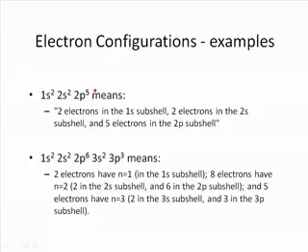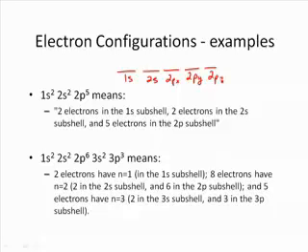If I were drawing out the orbital notation that was equivalent to that, I would have a 1s, a 2s, and 2p, which is x, y, and z. And so we have 2 in the 1s, 2 in the 2s, and then 1, 2, 3, 4, 5 in the 2p.